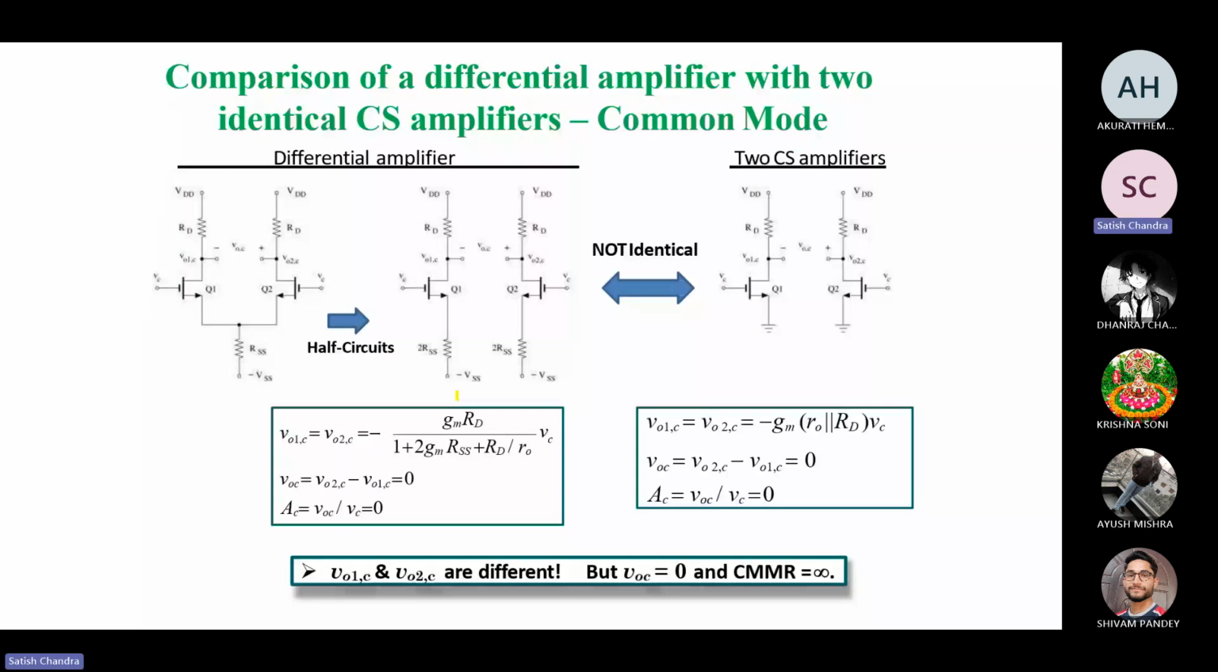Because this comes into the picture due to that. For the case of common mode, it cannot be identical when we are going to use two common source amplifiers, and the sub-review which we have already seen.